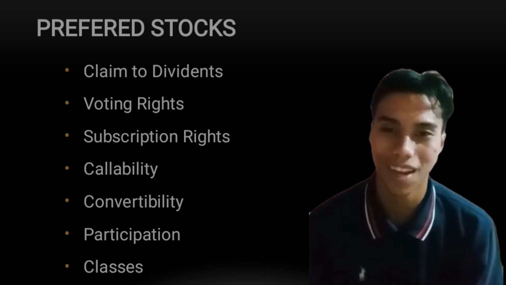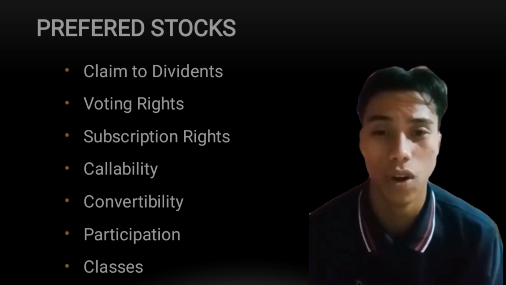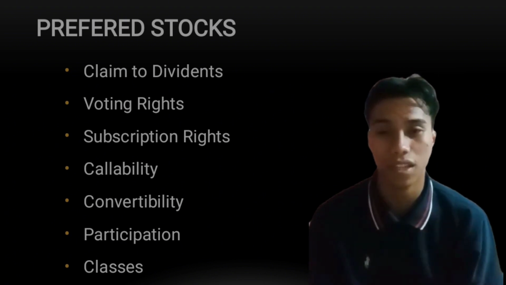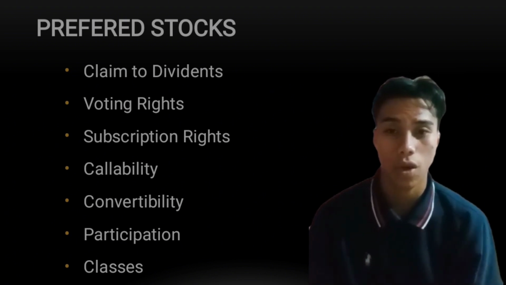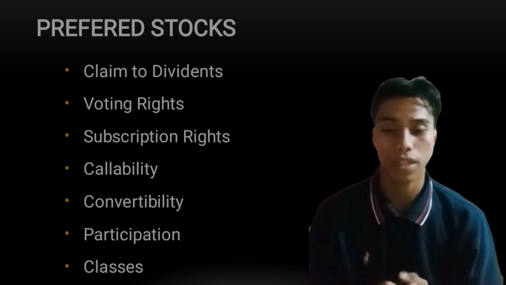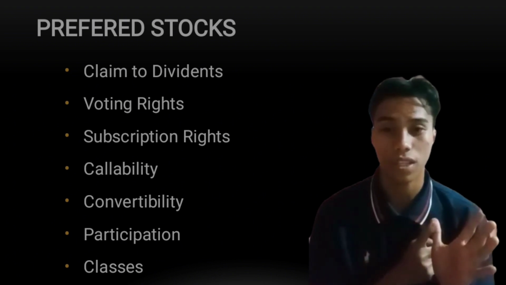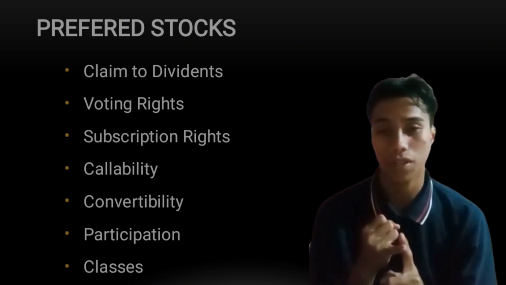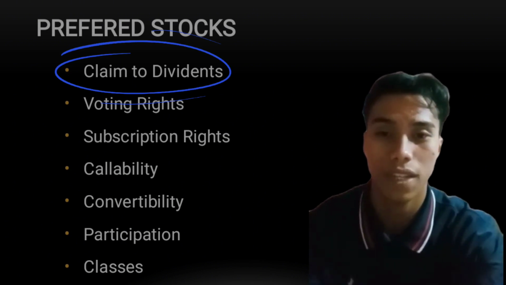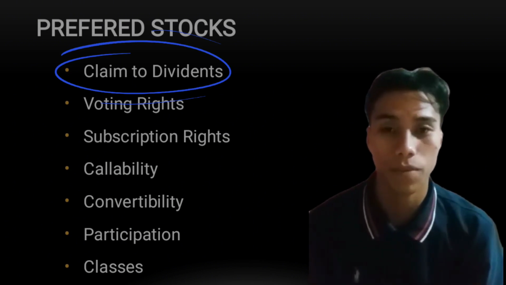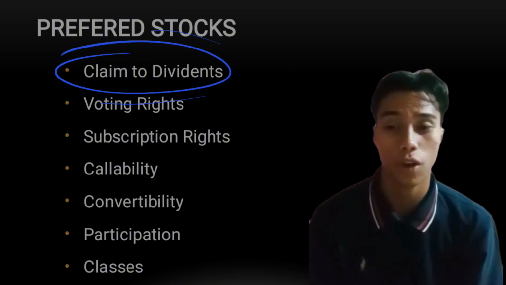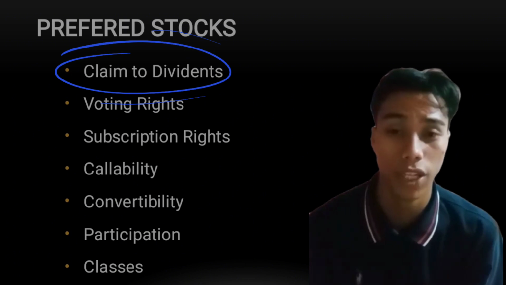Now we are going to tackle the 7 provisions of preferred stock. So the provisions of preferred stock are 7, which are the claim to dividends, voting rights, subscription rights, callability, convertibility, participation, and classes. So first, we have the claim to dividend. The claim to dividends: a dividend is the distribution of corporate earnings to eligible shareholders.